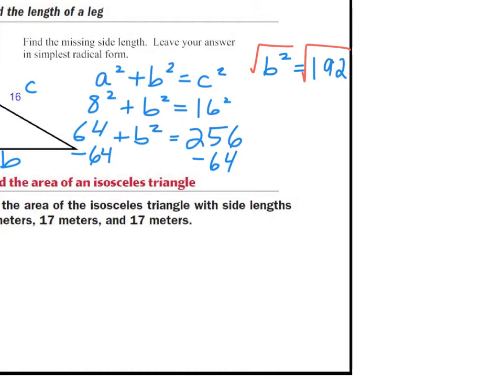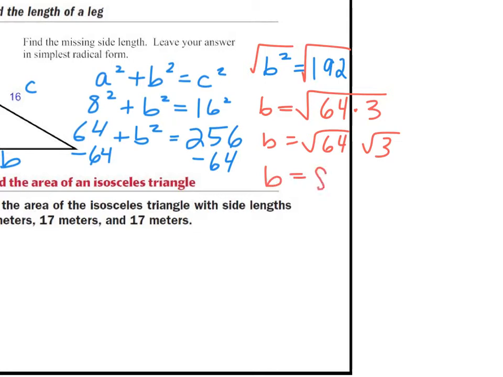Do we find it? Yeah, so it divides by several, but 64 would be the highest. So I would put, this is 64 times 3. Or you can split up those two square roots. Square root of 64 times the square root of 3. So your final answer needs to be in simplest radical form, 8 root 3. Like that. That is your final answer.